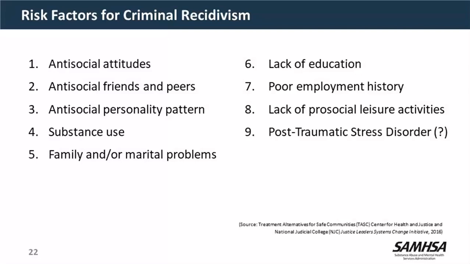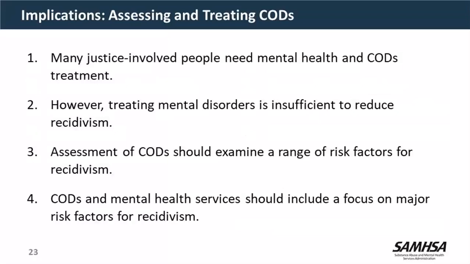So given the low relationship between mental disorders and arrest, but also looking at these other range of criminogenic needs or criminal risk factors, what are the implications for us in assessment and treatment? First off, as was mentioned by Travis and Melissa and Roxanne, many people in the justice system need treatment for both mental and substance use disorders.